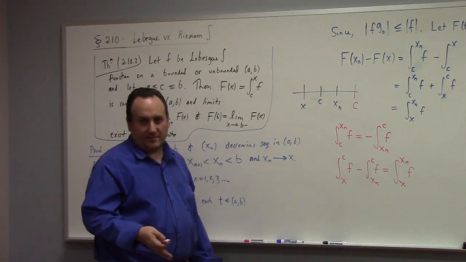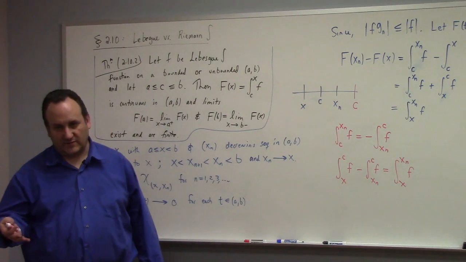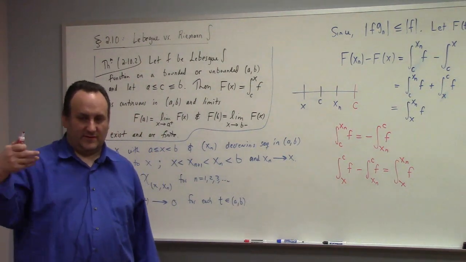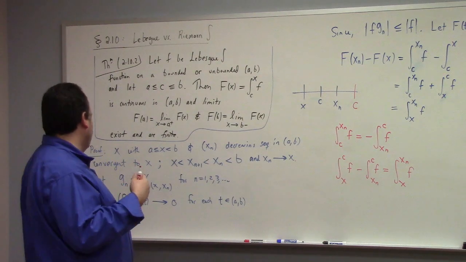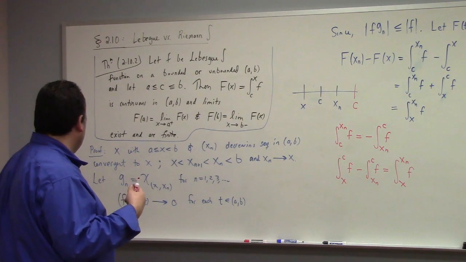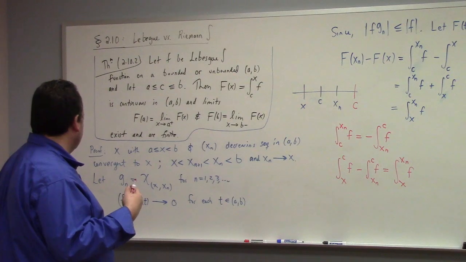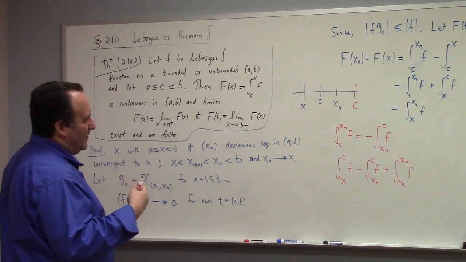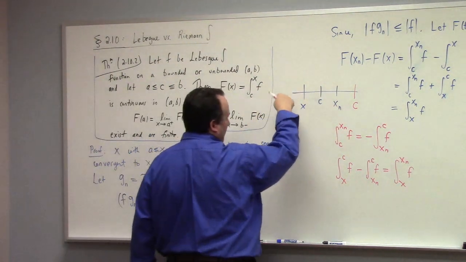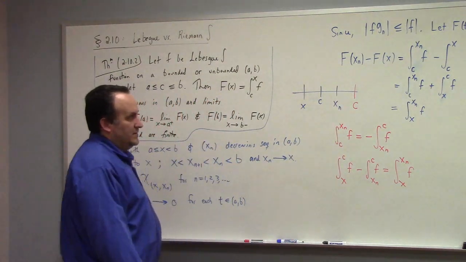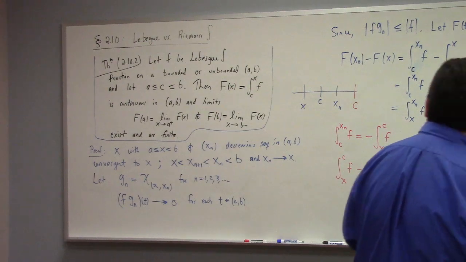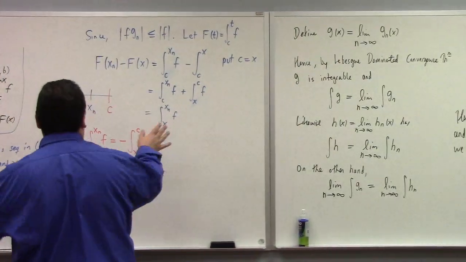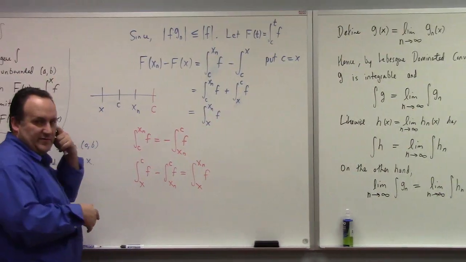So it doesn't matter whether C is between the points or to the right or to the left. I don't think it can be to the left, but I guess it could be, since A is less than or equal to X. I think even if C was over here, it probably still works out. Okay, it doesn't matter where C is.